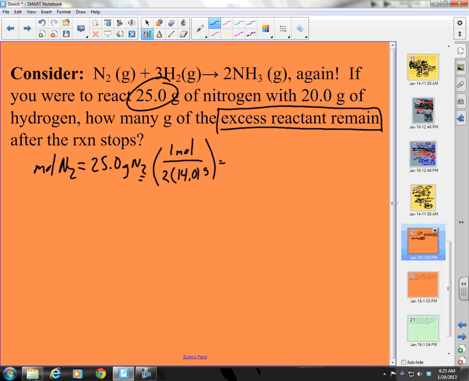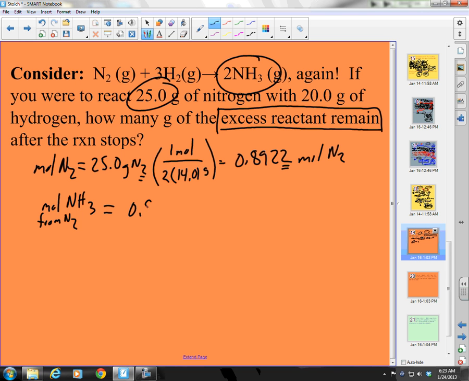And what are my moles? Okay, 25 divided by 2 divided by 14.01, and it looks like I get 0.8922. I want to carry an extra non-sig fig here. Mole of N2. Now I want to calculate my moles of ammonia. So moles of ammonia, and this is from N2, right? So I'm going to take my 0.8922 moles of N2 times my mole ratio, right?